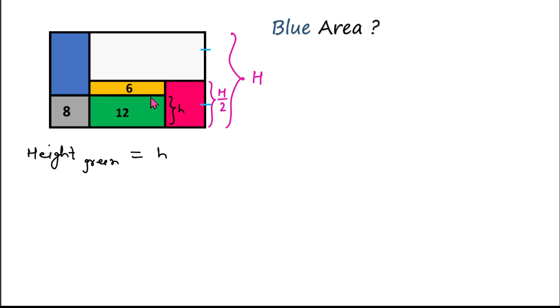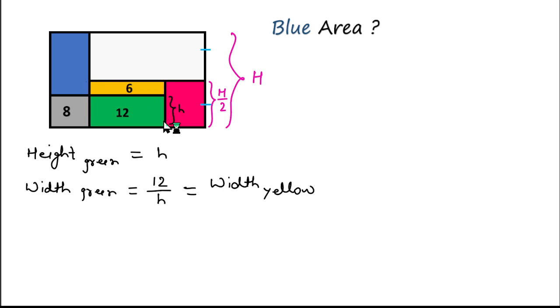then we can write the width of the green rectangle as area by height. The area is given as 12 units, so 12, and the height is h, so 12 by h. The width of the green rectangle is also equal to what? The width of this yellow rectangle. So the width of the yellow rectangle is equal to the width of the green, that is 12 by h.